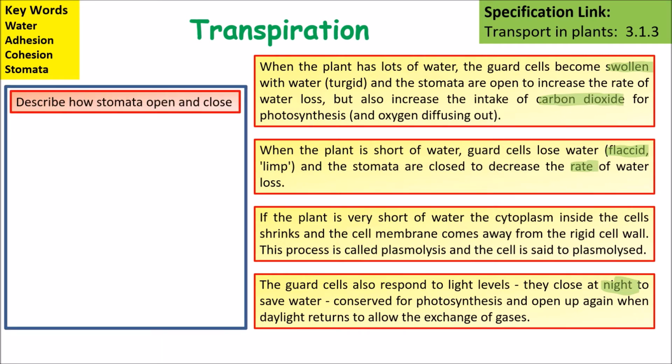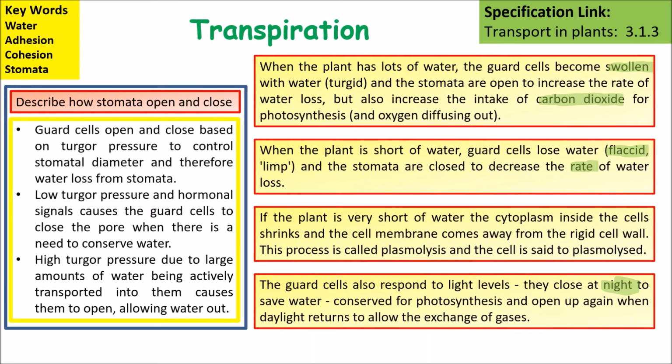So if we're looking to describe how the stomata open and close, key things to talk about are the fact that the guard cells open and close based around turgor pressure to control the stomatal diameter, therefore the water loss from the stomata. A low turgor pressure and hormonal signals cause the guard cells to close the pore when there is a need to conserve water. A high turgor pressure, due to large amounts of water being actively transported into them, causes them to open up, allowing the water to evaporate out.